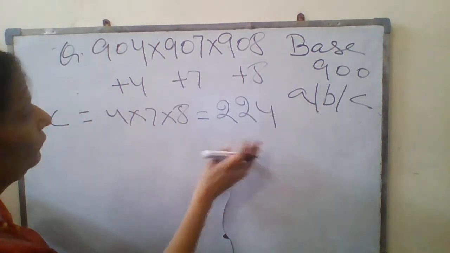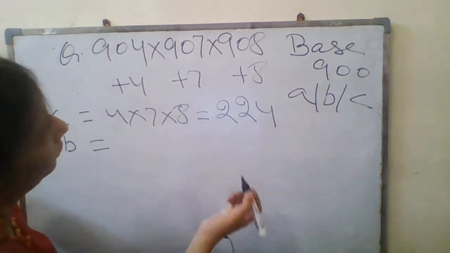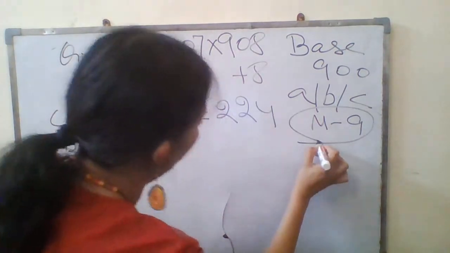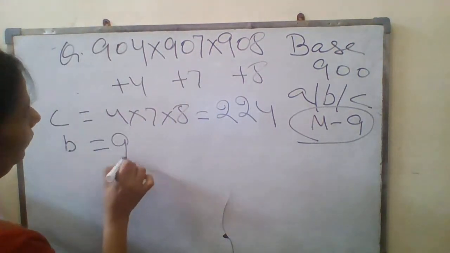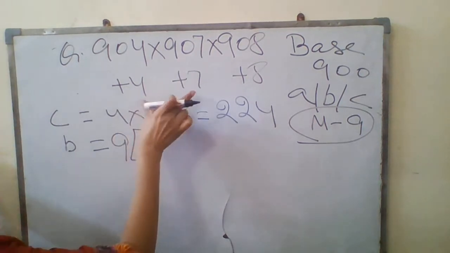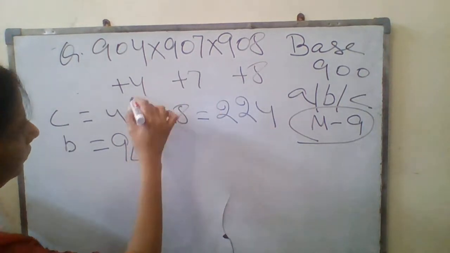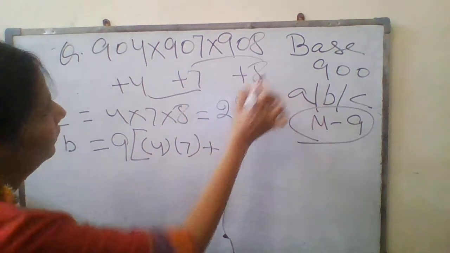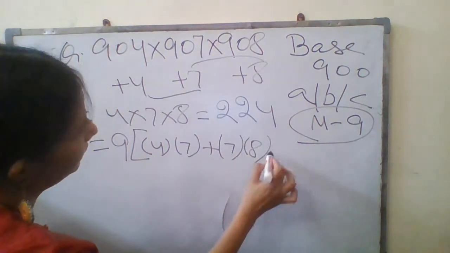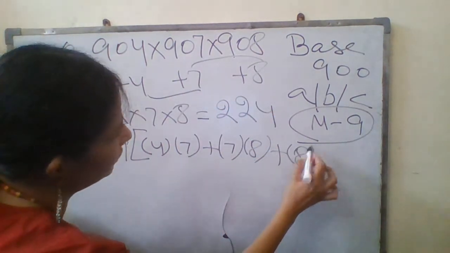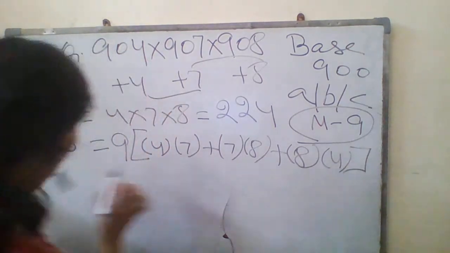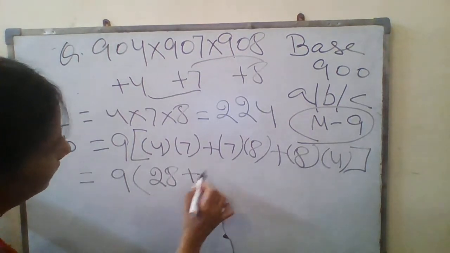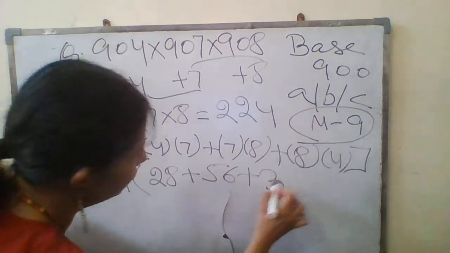Now you got the value of C. You look at B. Now what is the multiplier here? You know multiplier here is 9. So write down 9 here. You will write down 9 here in the bracket. Now you have to multiply here two terms. Now first two terms 4 and 7. So 4 into 7 plus next two terms 7 into 8 plus next two terms 8 into 4, close the bracket, and then you will solve it.